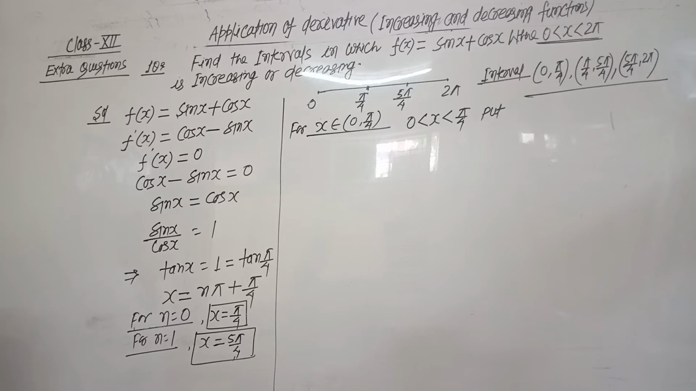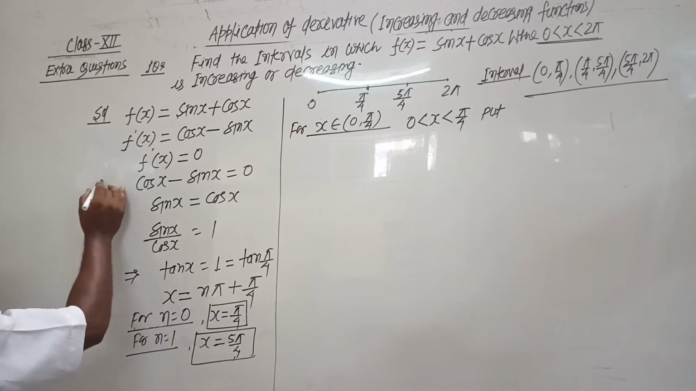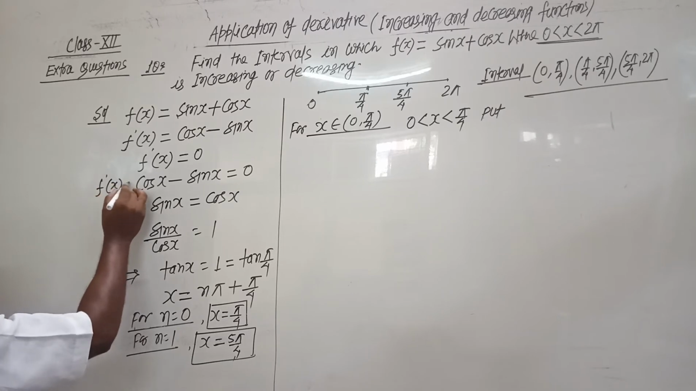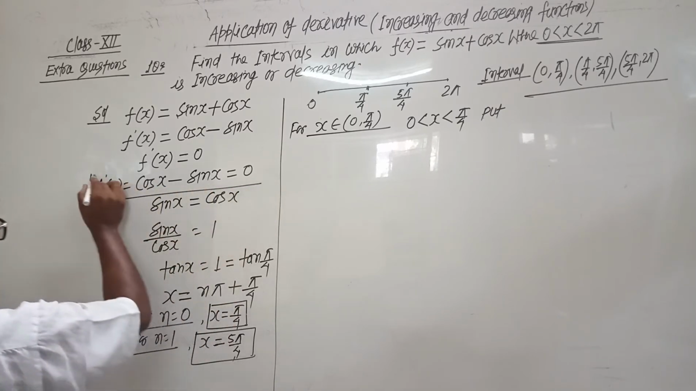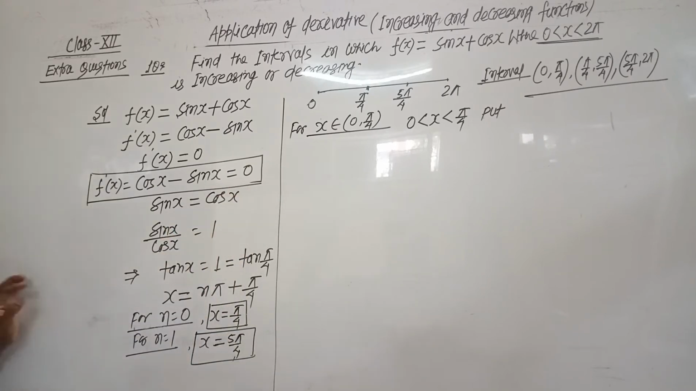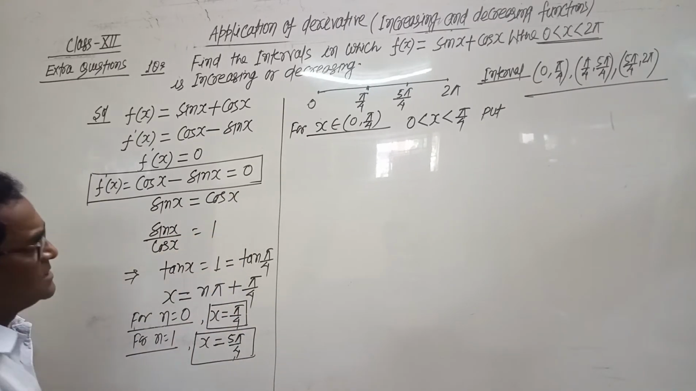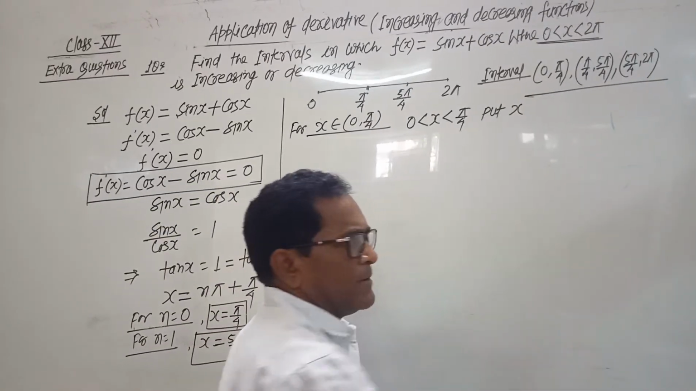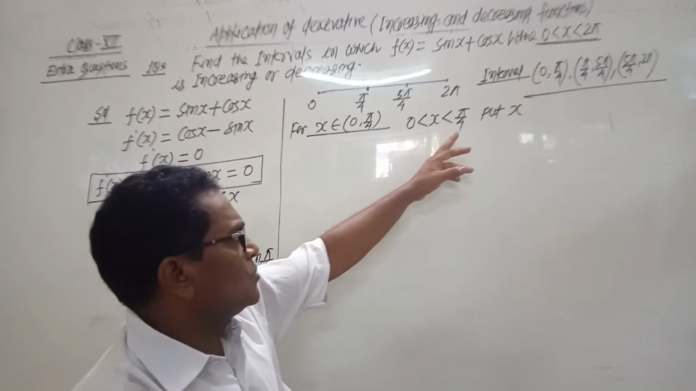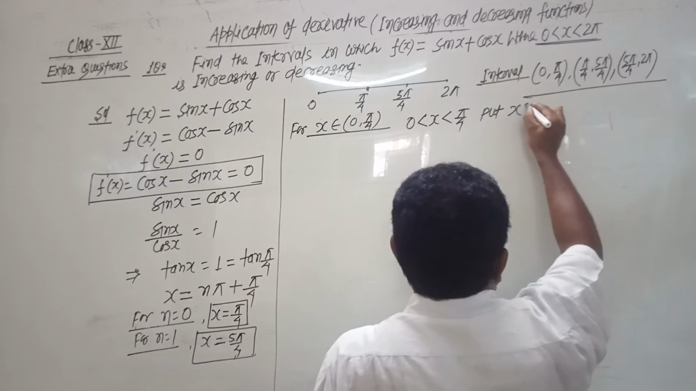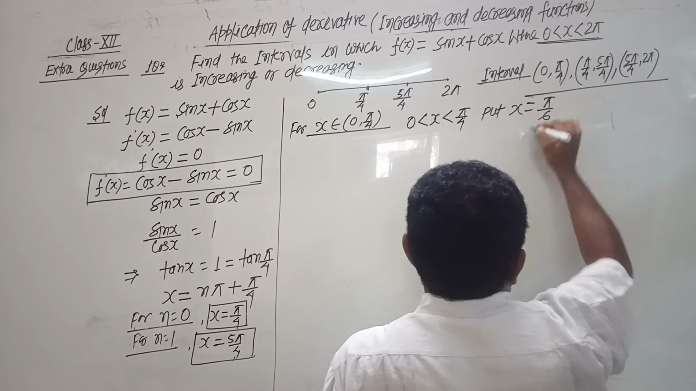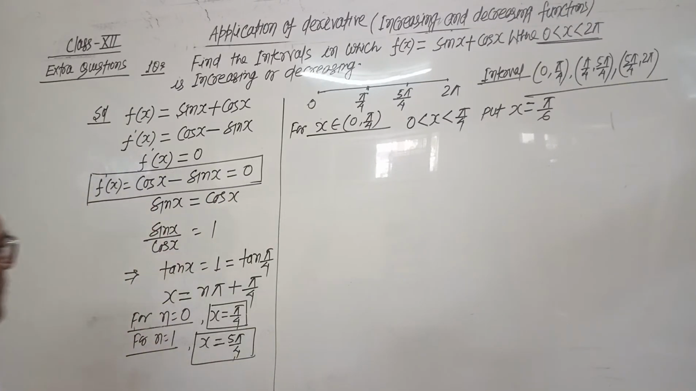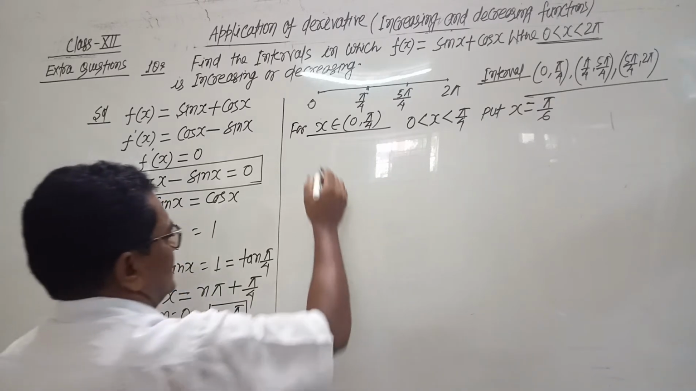And we know that from 0 to pi by 4, this is the f dash x equals cos x minus sin x. This is the original derivative form, f dash x equals cos x minus sin x. So take the value of x lies between 0 to pi by 4. 0 to pi by 4 means 0 to 45 degree. So we can take 30 degree. 30 degree means pi by 6. And put the value of x equals pi by 6 in f dash x.